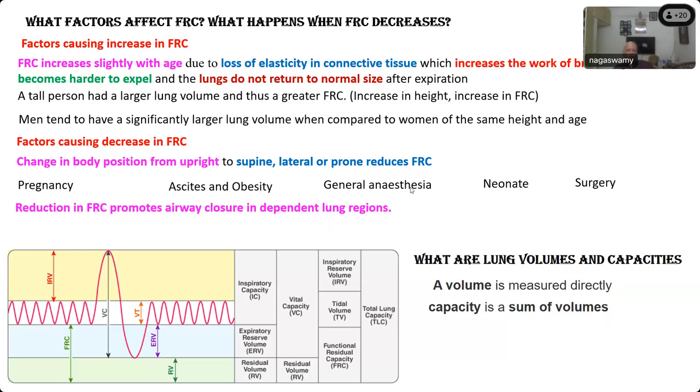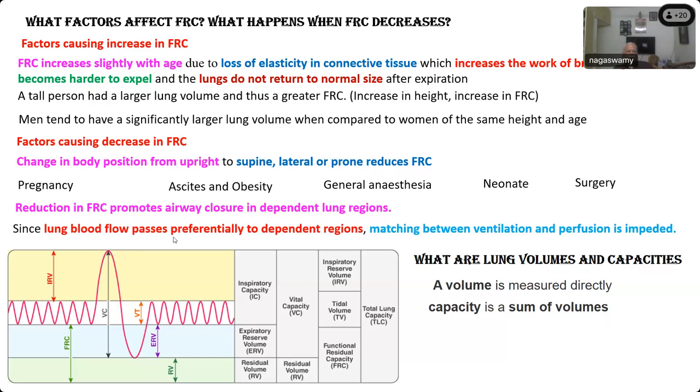And with general anesthesia, the diaphragm moves upwards, causing splinting of the proper movement of the basal lung portions, which also decreases FRC. So this is a very common question in the examination. What factors reduce the FRC and what is its effect? Faster desaturation. So the mnemonic that you can remember for this is PANGOS: pregnancy, ascites, neonate, general anesthesia, obesity, and surgery. If you put all these first letters together, you get the mnemonic PANGOS, P-A-N-G-O-S, which you can remember for this.